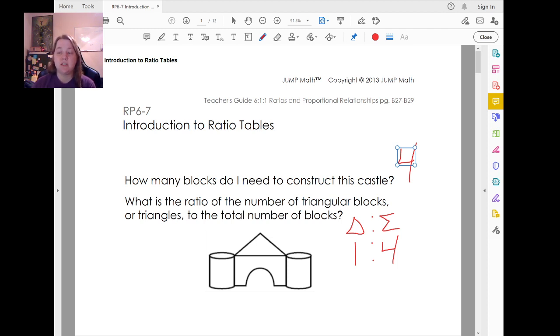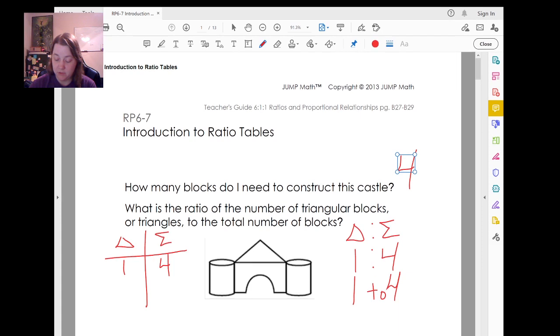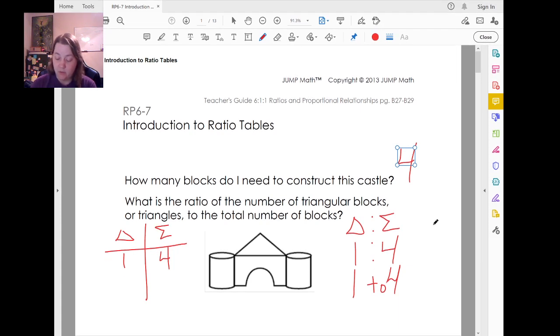Next, you're going to see this put into a ratio table. So I took triangle and I'm comparing it to the total. So that's 1 to 4. Don't forget, you can also write ratios using words, 1 to 4, or by using fractions.